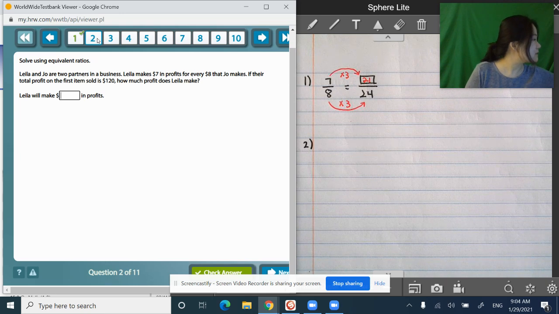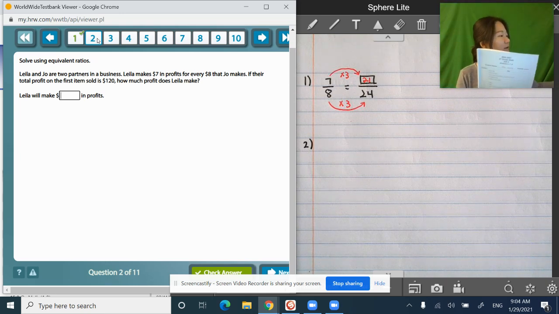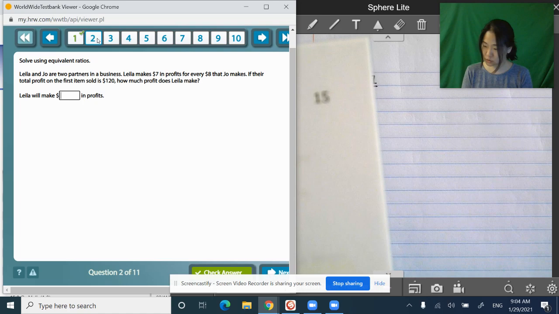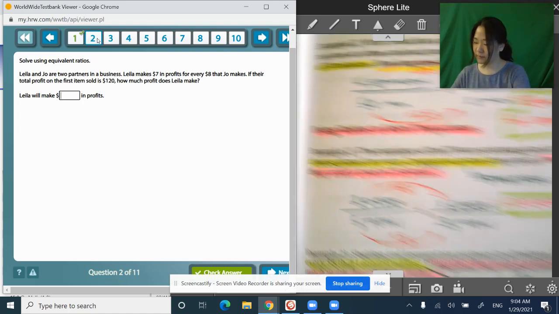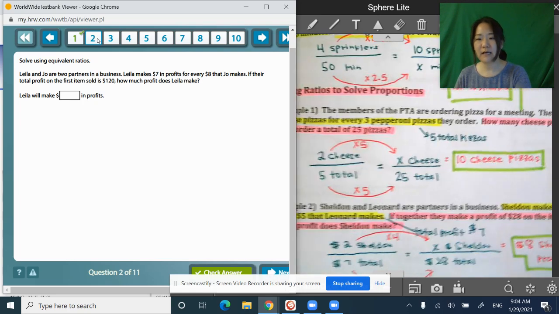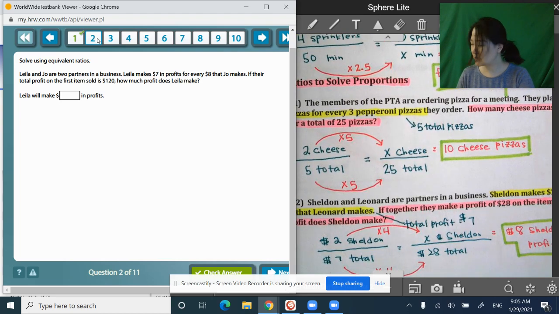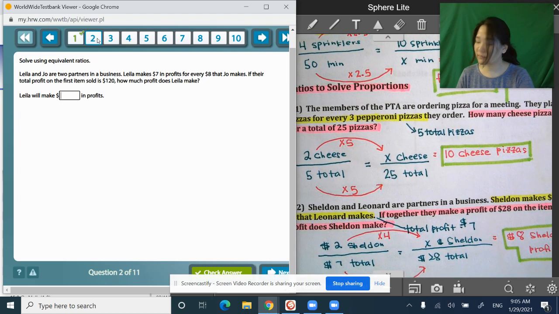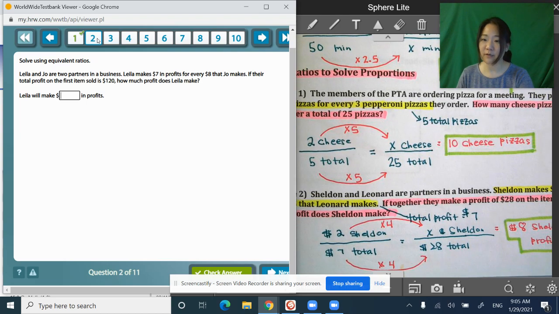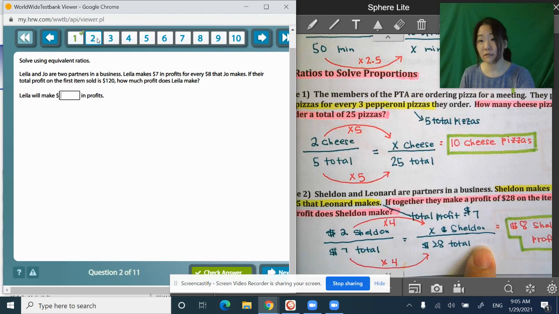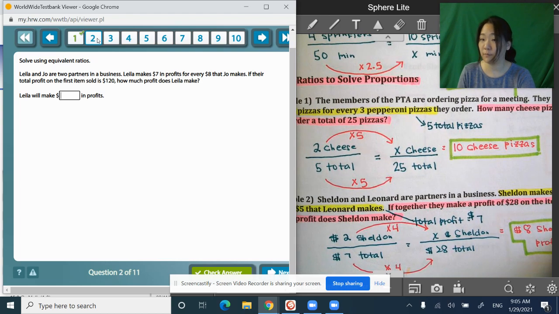I'm trying to find where the notebook is because I did a homework help video. That problem is just like the one that you can find on page 15 on the very bottom. The one that talks about Sheldon and Leonard's profit. Sheldon makes $2 in profit for every $5 that Leonard makes. So take a look at page 15 on the bottom if you need additional help.